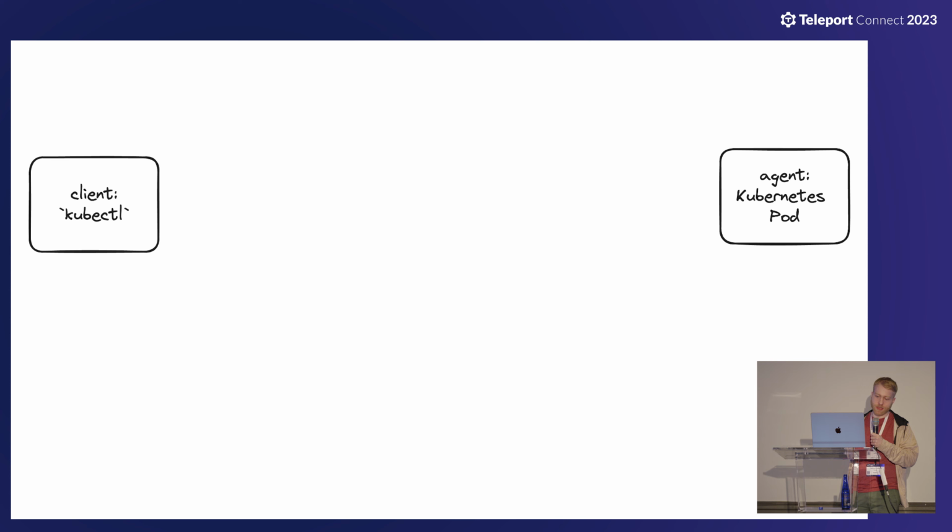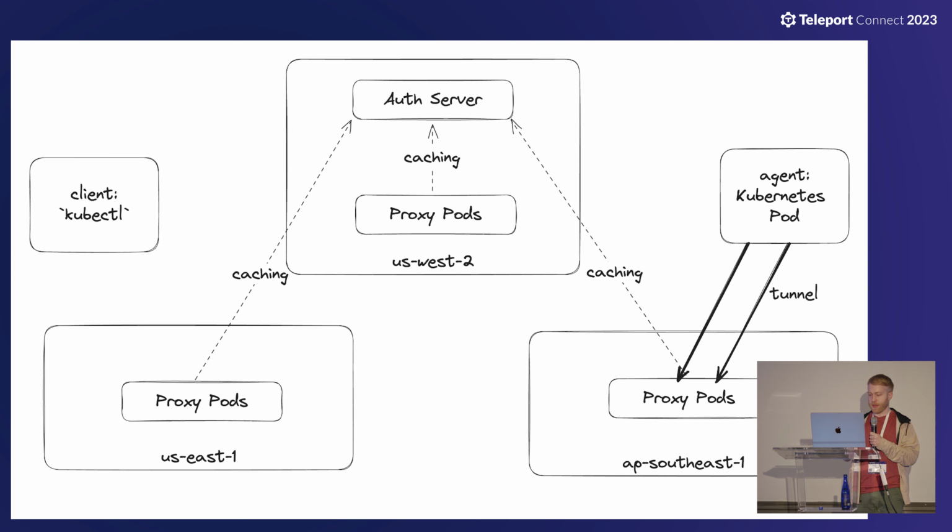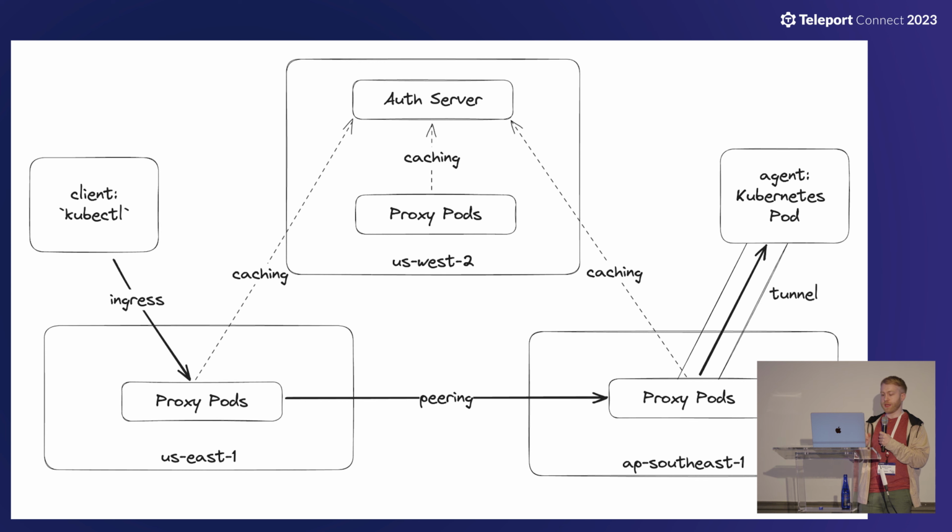imagine you're a client, you're running kubectl again, and you're connecting to a Kubernetes cluster, which is an agent running in a Kubernetes pod. If you look at the Teleport cloud infrastructure that we'd have deployed, say you're connecting to US East 1 and you're connecting to an agent in AP Southeast 1. So you'd have the Kubernetes agent open up a reverse tunnel to the Teleport proxies running in AP Southeast 1, and you'd make a connection to your local proxy.